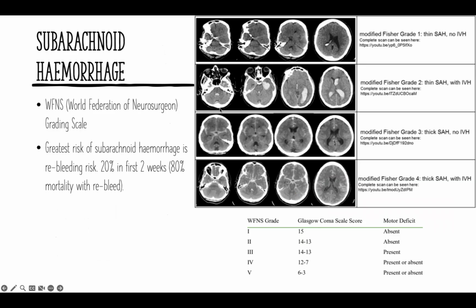Now the next scale is the Fisher scale, which depends on radiological data. As you can see, grade 1 is very thin subarachnoid blood. Grade 2 is thin subarachnoid blood, but with intraventricular extension, so it extends into the ventricles. Grade 3 is thick clot that's present. Grade 4 is thick clot with intraventricular extension. Intraventricular extension can be blood within the ventricular system, so you can see right here.